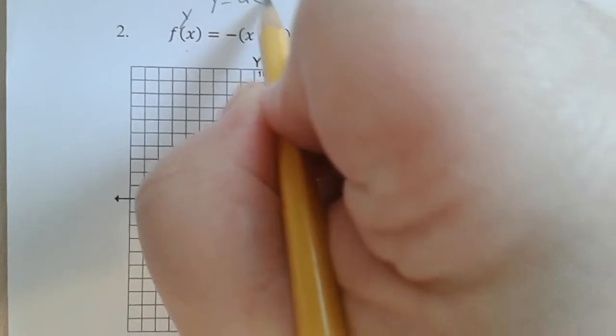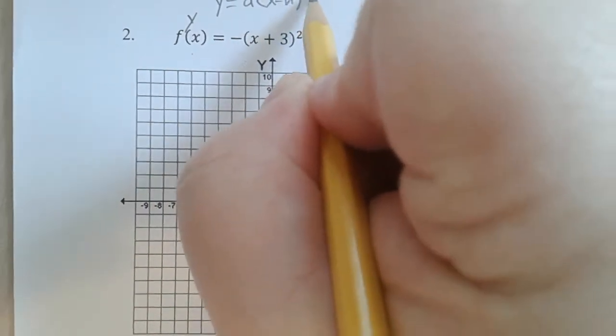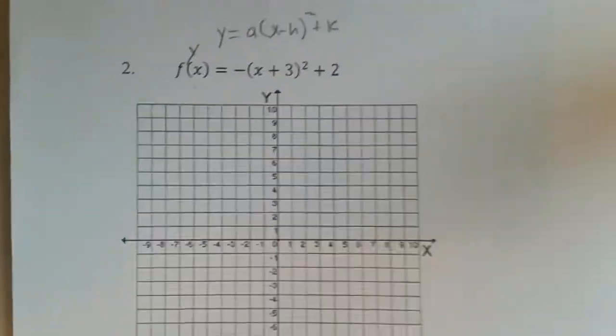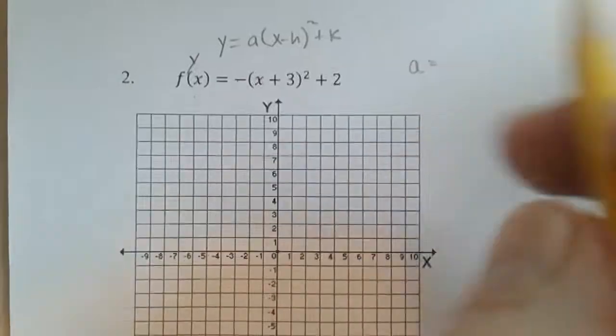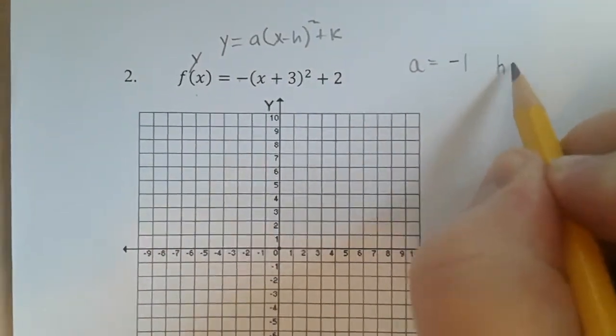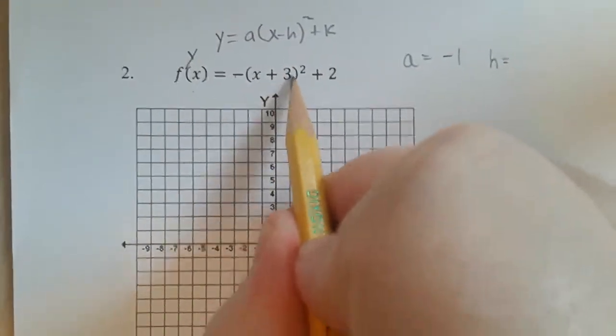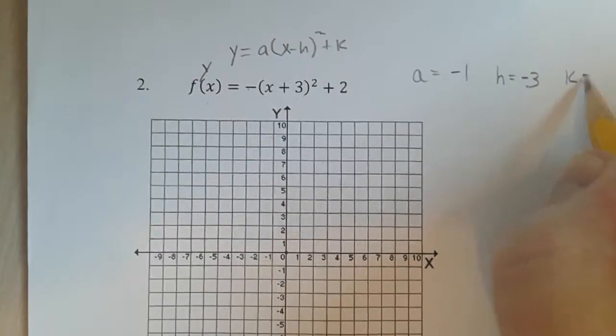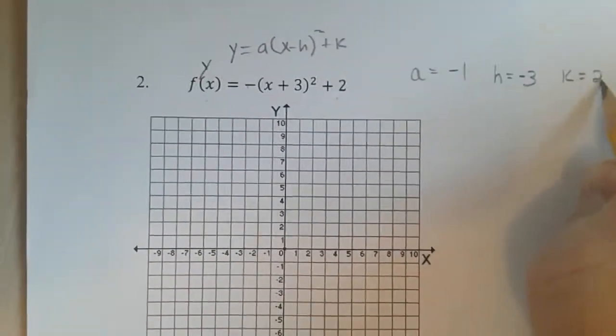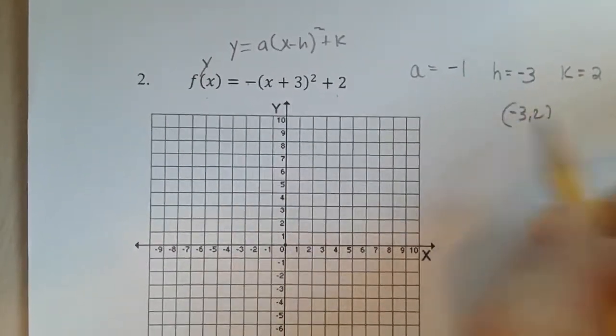So once again, maybe it would help. I'll write the general form right above it. There it is. So we can identify the a. We can see there's a negative sign in front of the parentheses, so a is negative 1. H, I see a positive 3 inside the parentheses. We switch the H, keep the K. K is 2. So the vertex is negative 3, 2.